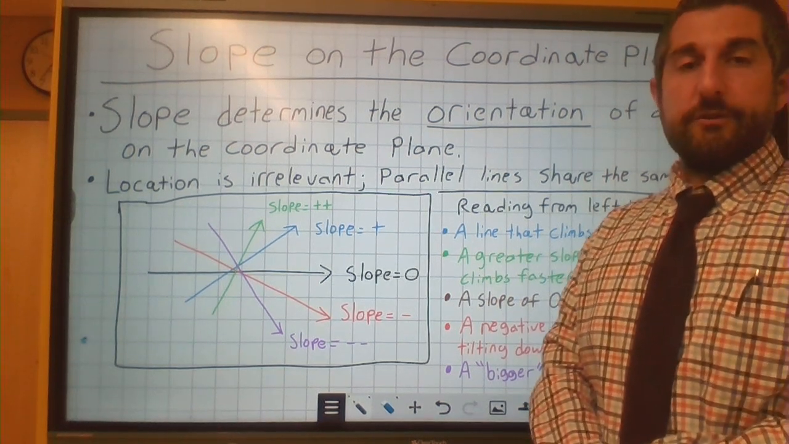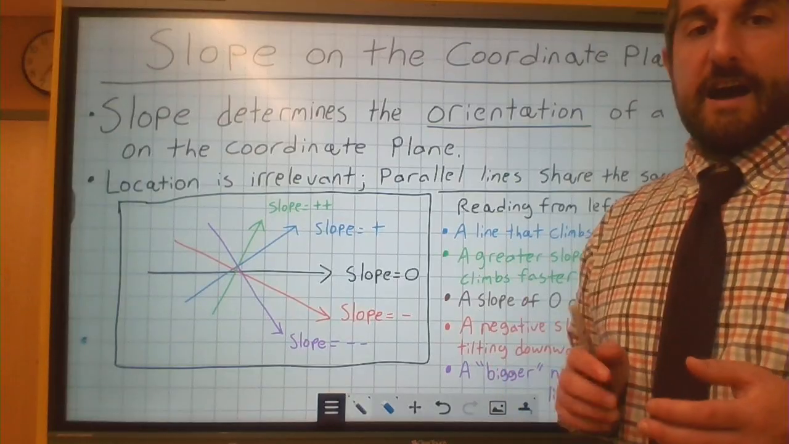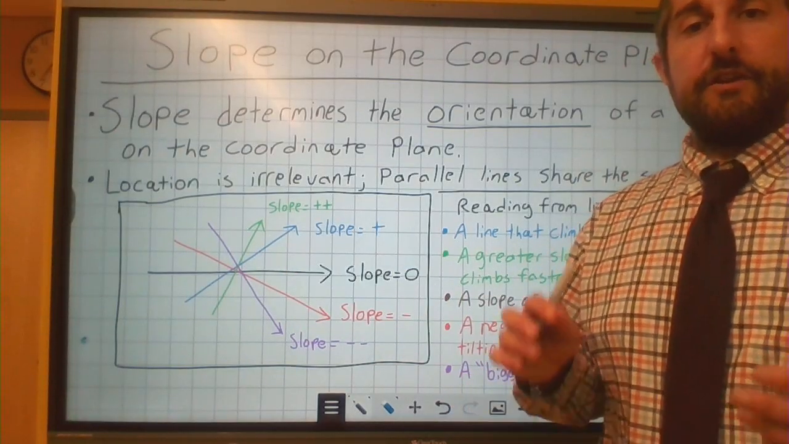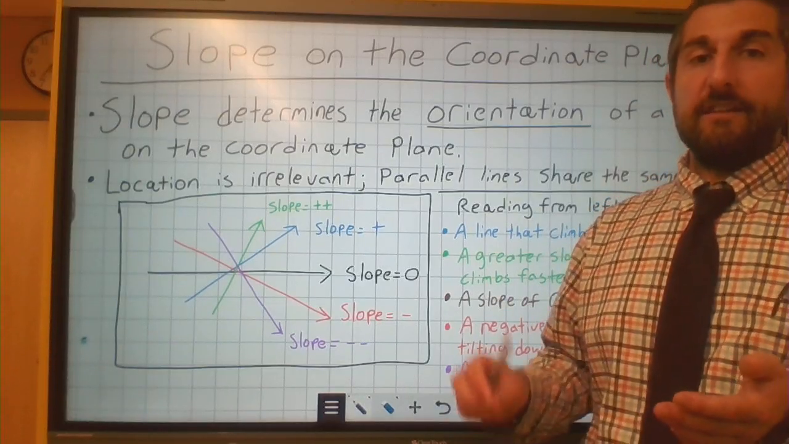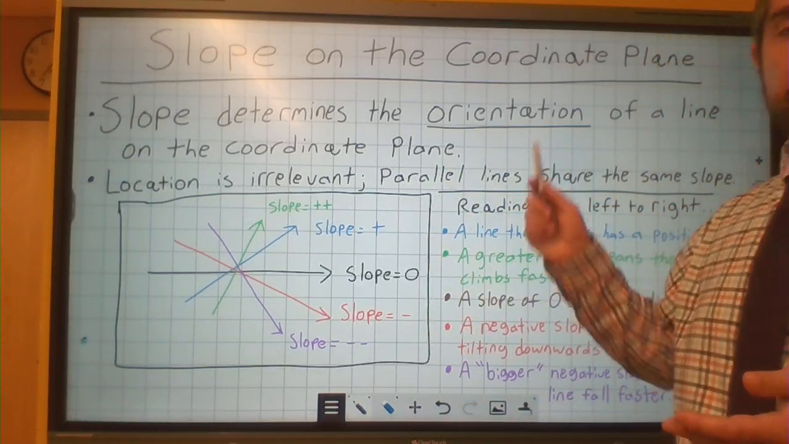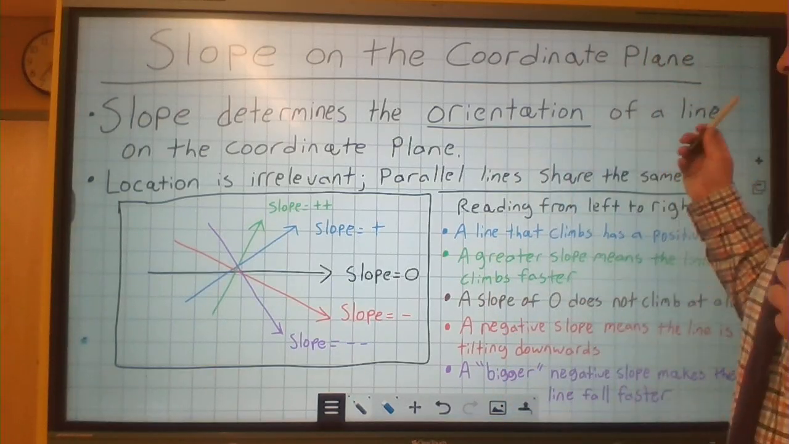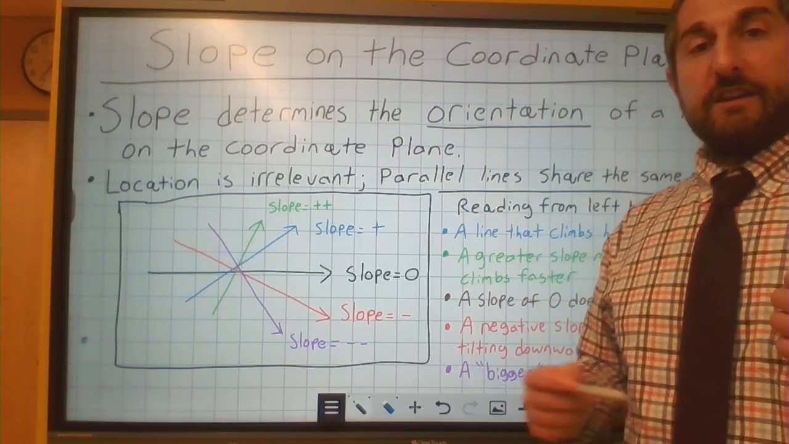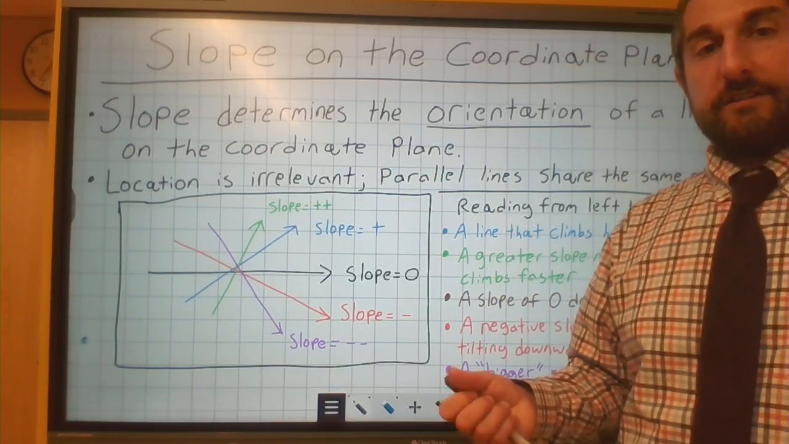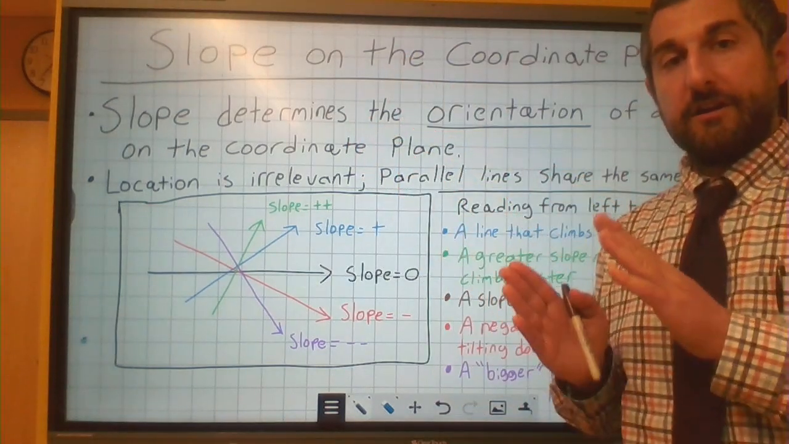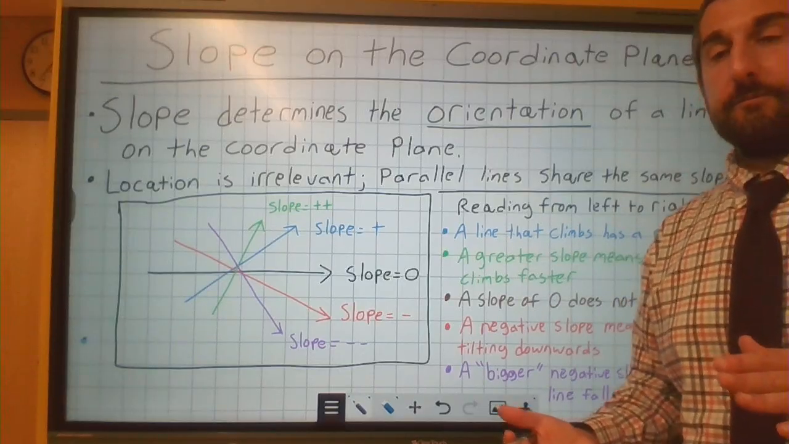Today we are going to be introducing the concept of slope on the coordinate plane. Now when we have a line running on the coordinate plane, the slope is the determination of one specific aspect of that line. Its orientation or direction, which way it's facing. It does not matter where the line is on the graph. The location is irrelevant. So for that reason, lines that are parallel to each other, regardless of their location, are going to share the same slope value.